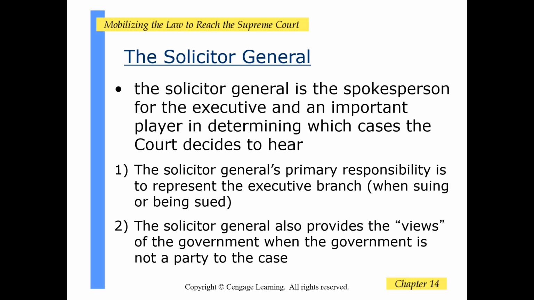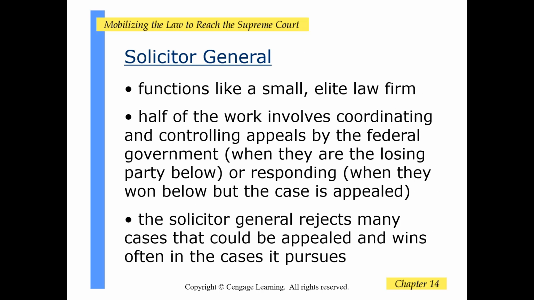The Solicitor General is the spokesperson for the executive branch of government and an important player in determining which cases the court decides to hear. The Solicitor General's primary responsibility is to represent the executive branch when suing or being sued. The Solicitor General also provides the views of the government when the government is not a party to the case. The Solicitor General functions like a small, elite law firm.